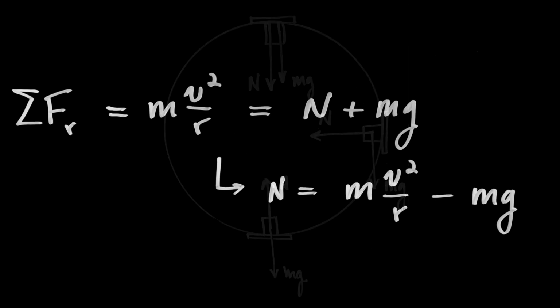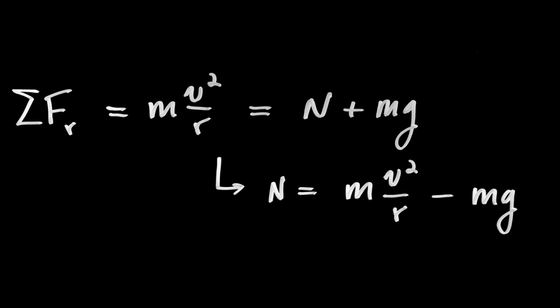Indeed they do. So at the top of the motion, when I write the sum of all the forces that act towards the center, or act radially, is equal to the mass times the speed squared divided by the radius. It is the normal force plus the weight. So if I'm solving for the normal force in this case, it's going to be mv squared over r minus mg. So the faster we go, the larger the normal force is going to be.